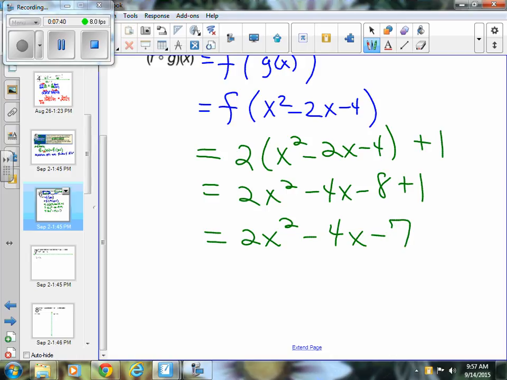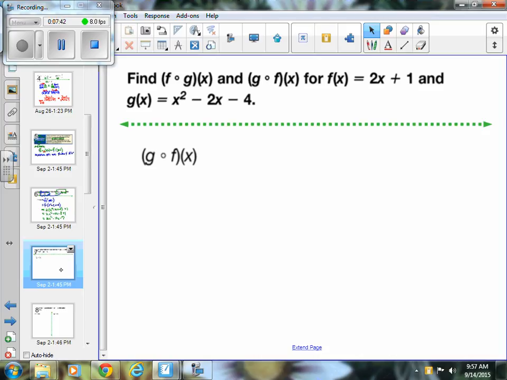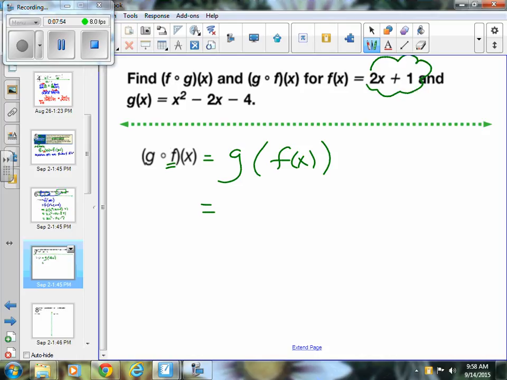So whatever comes second gets substituted. Now, same two functions, but let's go the other direction, g of f. That means the f is second. So you're going to take the function f and plug it into g. What that means is this rule right here, this function f, 2x plus 1, is going to get substituted into the function g. Well, how do I do that?